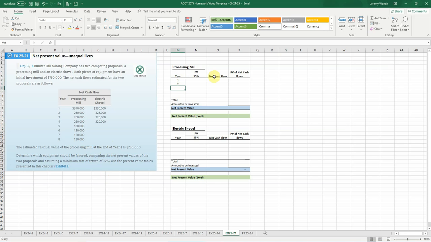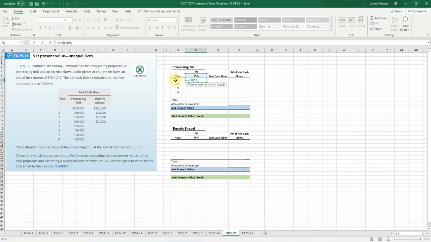So we're going to do 4 years of cash flows. And then we need to calculate our present value factor. Either grab it from the book, or we can use Excel to calculate the present value factor for us. That's going to be the present value function. We plug in the interest rate, and I'm going to use the absolute reference to lock that down because we're going to drag it down.